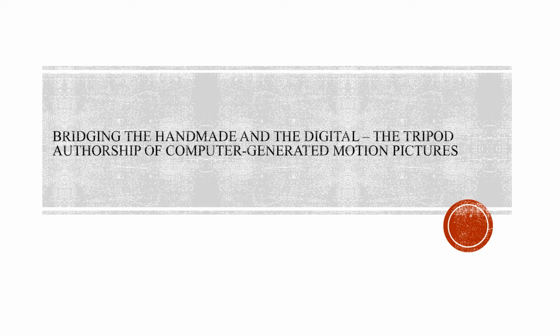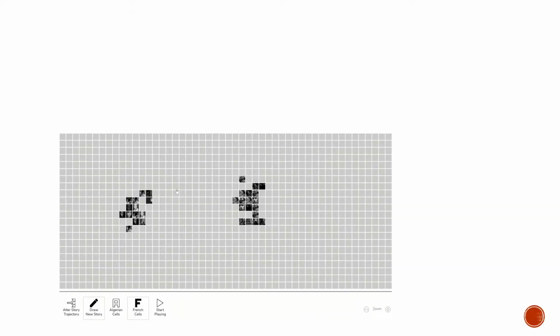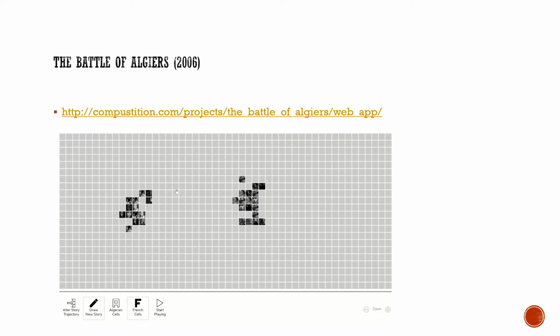Hi everyone, my name is Dennis Sun, and the title of my project is Bridging the Handmade and the Digital, the Tripod Authorship of Computer-Generated Motion Pictures. Now, before we get started, let's all experience a software art together. It's called The Battle of Algiers, created by Mark Lafia and Fang Yuling in 2006.